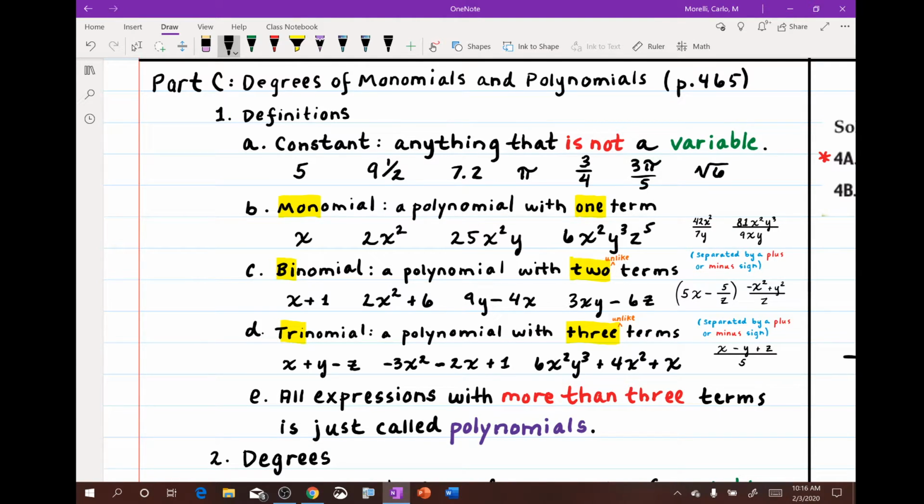So again, this can be as simple as x plus y minus z, or negative 3x squared minus 2x plus 1, or something weird like 6x squared y cubed plus 4x squared plus x, or even this fraction, x minus y plus z over 5. These are all trinomials. And then we kind of give up on the idea of giving cool names to them. All expressions with more than three terms, and that should say are, not is, are just called polynomials.